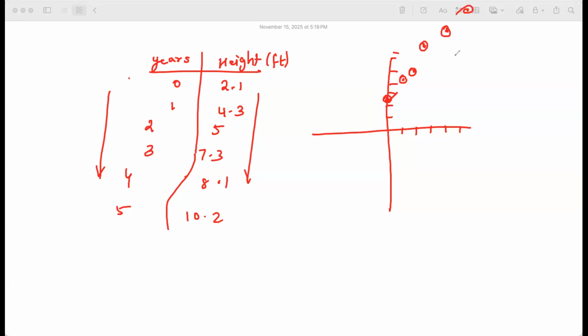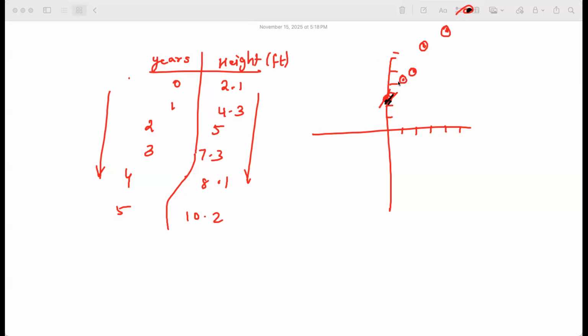See guys, it's not a straight line, you see? So I can choose 2 points. Meaning, when I want to draw a trend line, I have to choose 2 points. Let me choose this and this. When I choose those 2 points, this is what will happen.